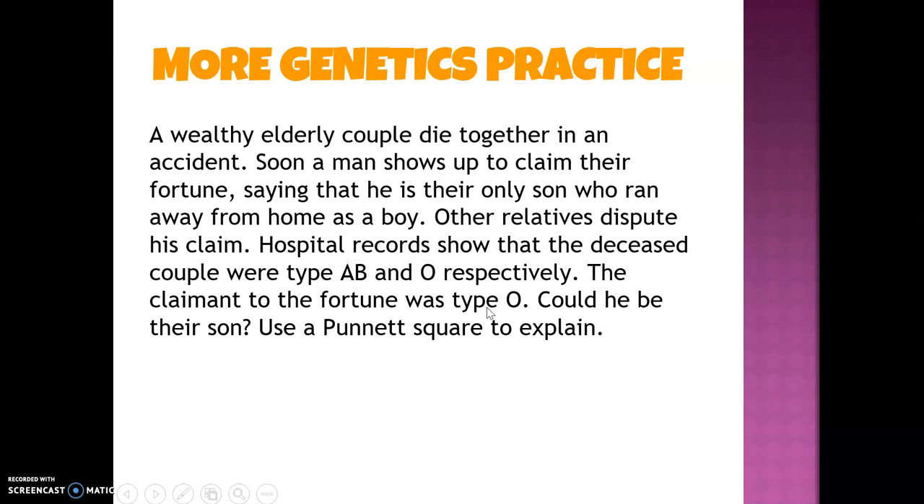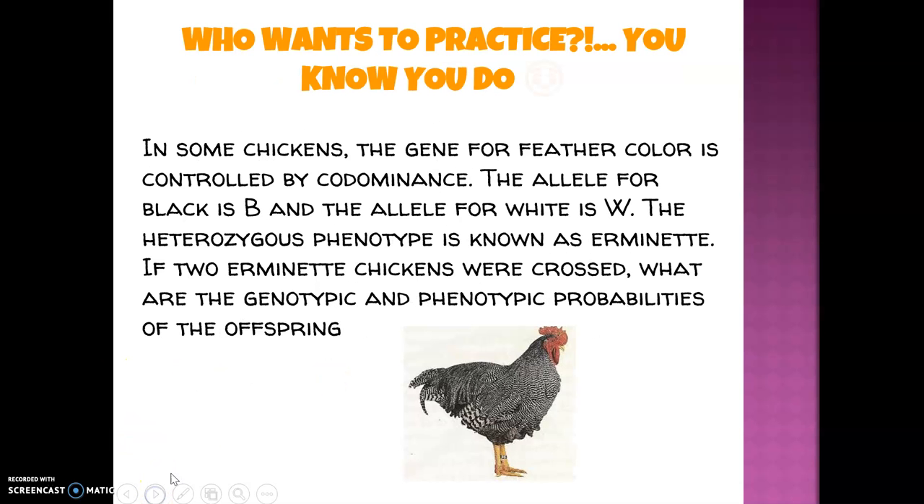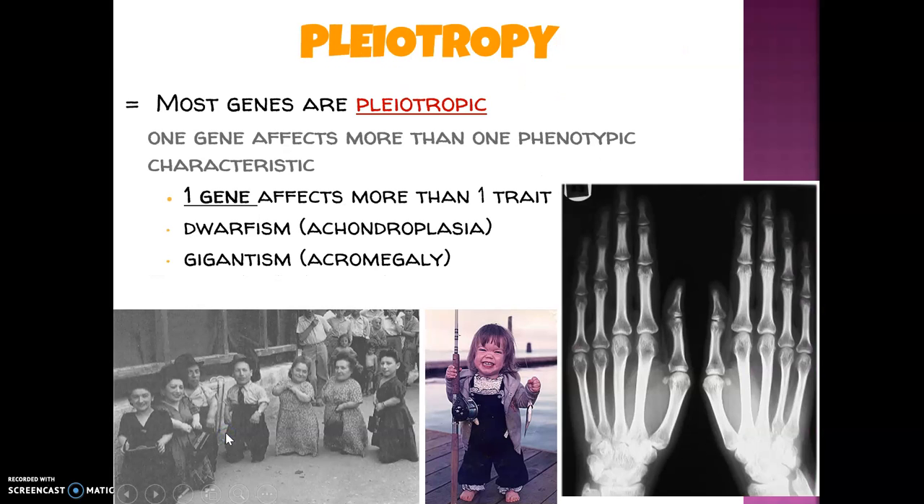So here's another example of genetics practice. Go ahead on a piece of paper, do a Punnett square and everything for blood type, and then check the video to see if you got it right. Another example. Okay, so let's get into diseases and disorders.